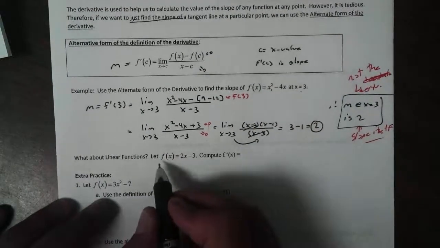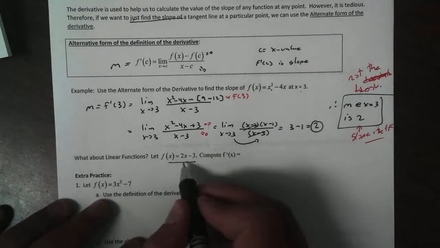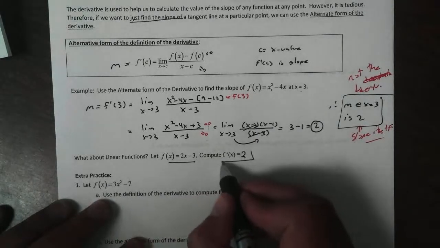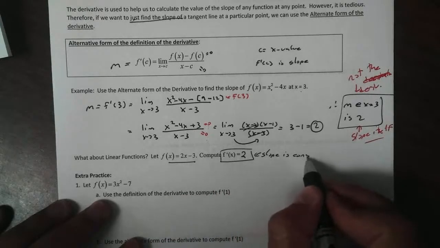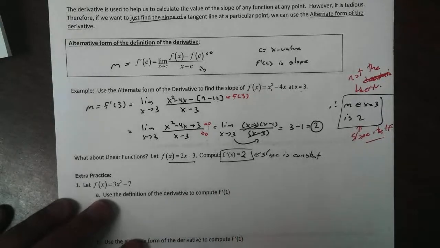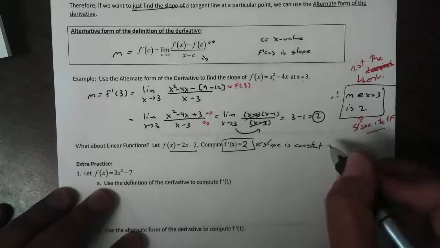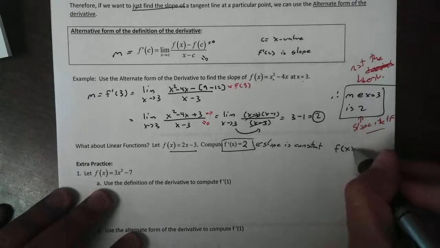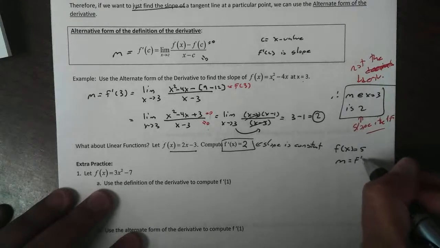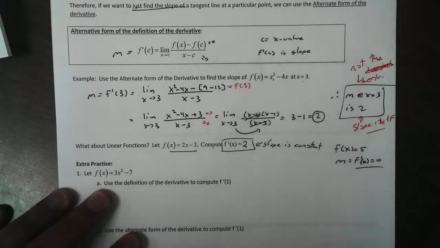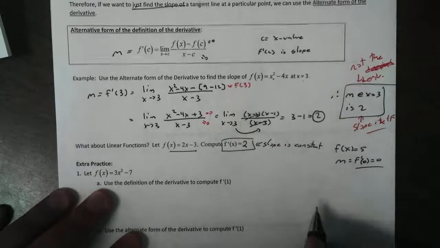Now, what about linear functions? Kind of a trick question. Again, with linear functions, the slope is always constant. Remember that? So let's take a look at a few more examples. Oh, here's a tricky one. What if I give you something like f of x equals 5? What's the slope here? At any given point, it's going to be 0, right? Because that's our horizontal line.